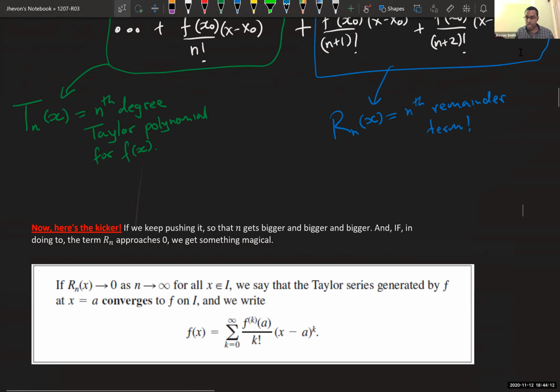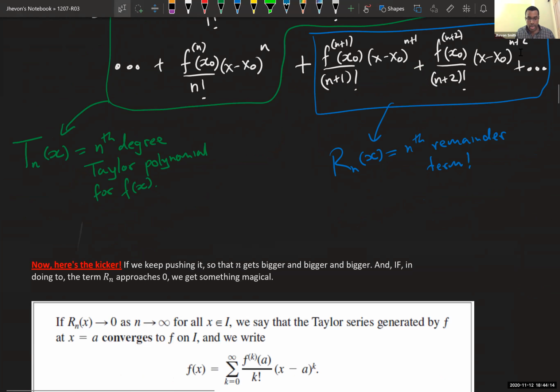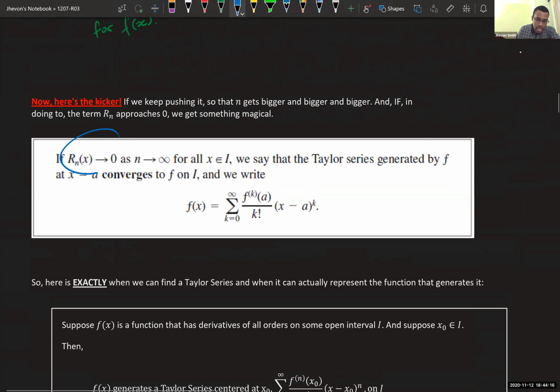If you look at this part, the blue part, and you notice that it approaches 0 as n approaches infinity, then on some interval, it says that the Taylor series generated by f, meaning this series, it actually will converge to f. And what that basically means is that your function can be thought of as the Taylor series. Okay, so this I would say you should know.